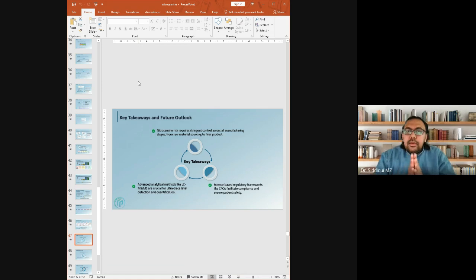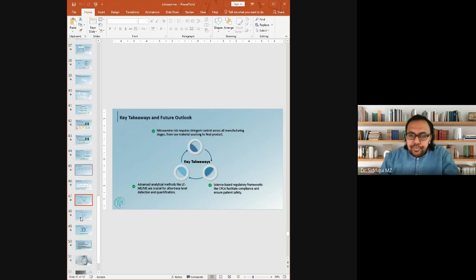So these are the key takeaways and future outlook. Nitrosamine risk requires stringent quality control across all manufacturing stages. This has to be treated as a systematic risk rather than isolated, so the system is very important. Then analytical excellence, which needs ultra trace level detection and quantification, is also non-negotiable. The CPCA framework could be the facilitator to compliance and ensuring patient safety.